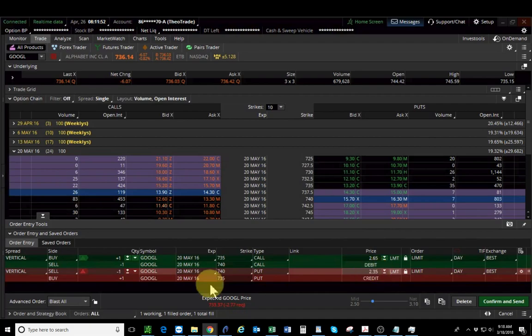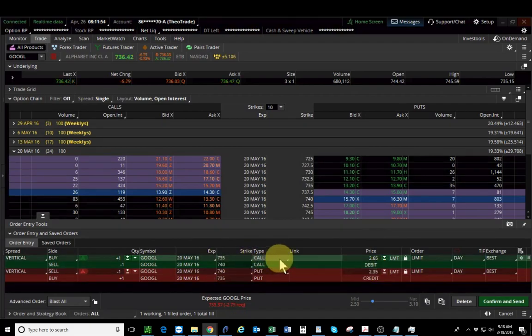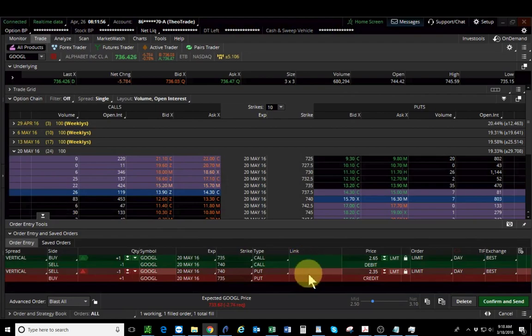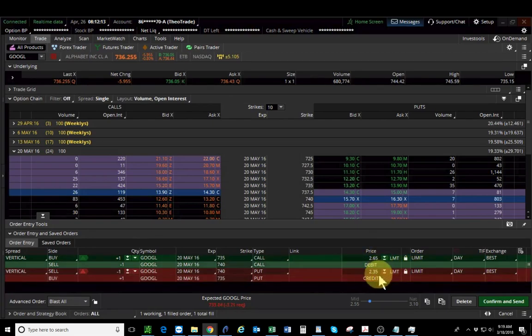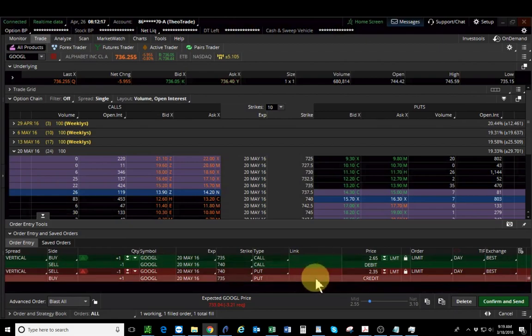Now, there's a lot of criteria that we will go through in future iterations and future courses here at TheoTrade that will teach you precisely which truly is the better spread. There is one of these that's better than the other, and I'm going to give you a hint here, and it'll shock you. In this particular trade, you'd actually rather buy the spread than sell the spread, and it has to do with exercise or assignment risks. But the spreads are pricing identically. One is equivalent to the other.